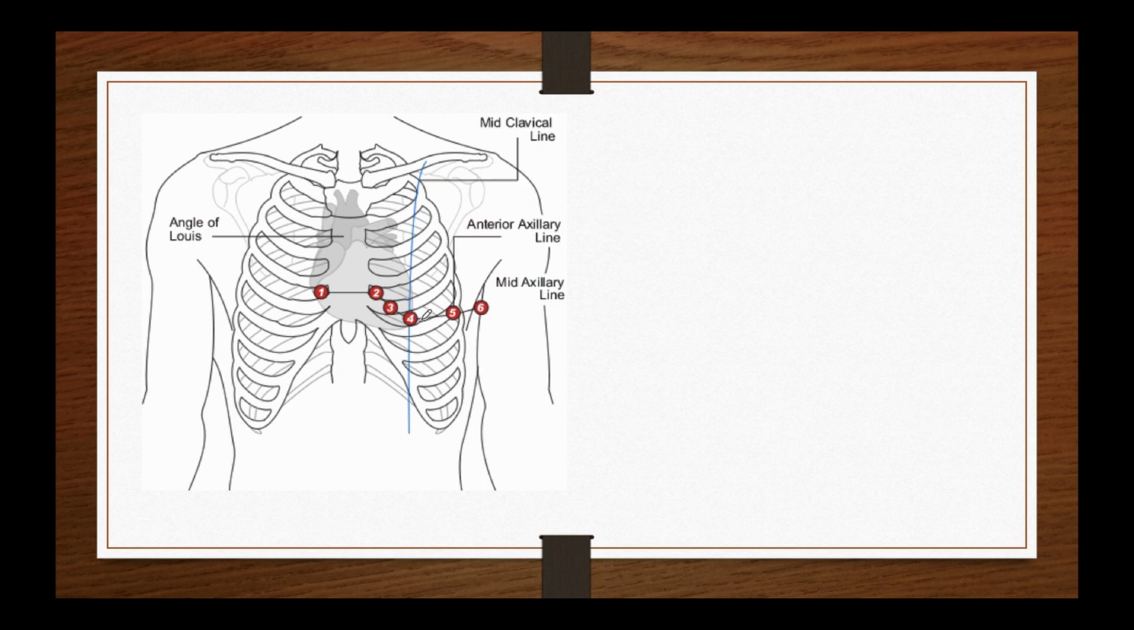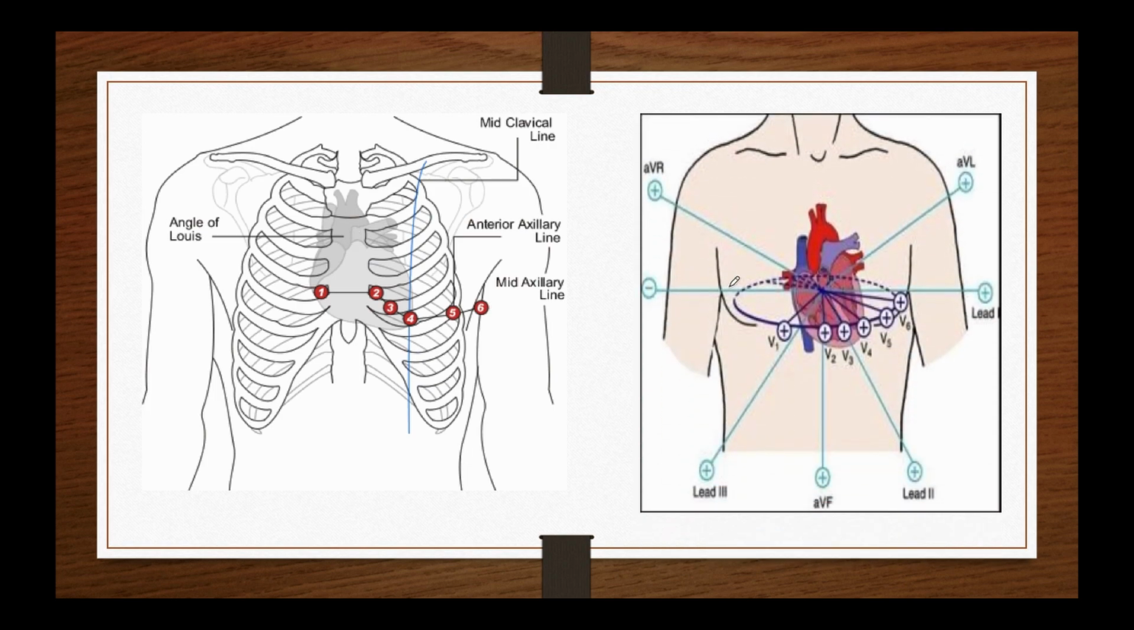Then, in the same plane as V4, we place the V5 in the anterior axillary line. Then we place V6 in the mid axillary line, as you can see beautifully over here. And also on this diagram, as you can see, we've put together all the limb leads as well as the precordial leads, and they are giving us the general overview of the flow of impulses from the sinoatrial node to the rest of the heart.